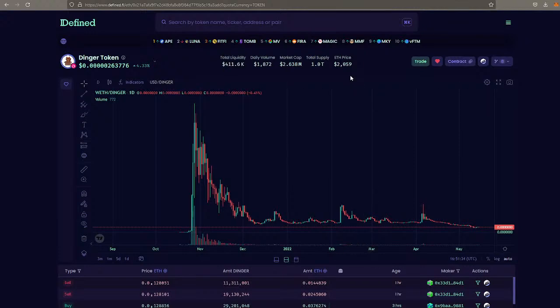Basically, when you add tokens to a liquidity pool, what you're saying is I will buy any tokens below this value, because remember, you put ETH and Dinger as an example into the liquidity pool. So you're saying if the price goes down, use my ETH to buy Dinger. If the price goes up, use my Dinger to sell into ETH. That's what adding liquidity basically does to these protocols.